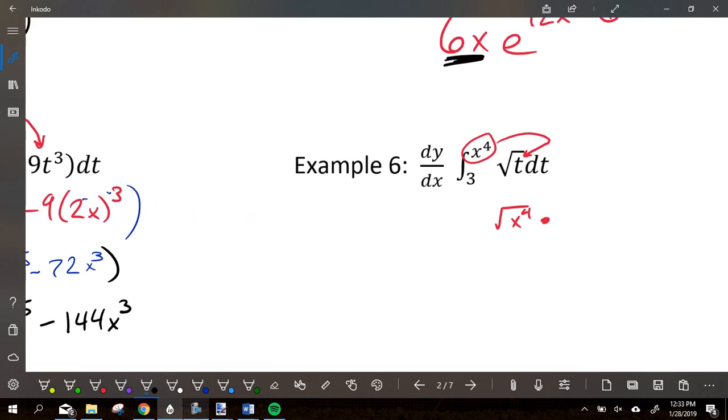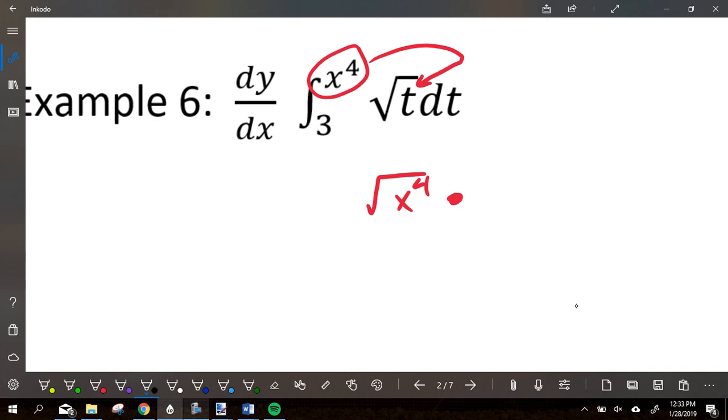So as I set up this guy, I'm plugging in x to the 4th, so it's the square root of x to the 4th times the derivative of my upper bound. The derivative of my upper bound here is going to be 4x cubed. If we wanted to simplify, what is the square root of x to the 4th? That is x squared, and know why. We didn't take the square root of 4. What would the square root of x to the 9th be?